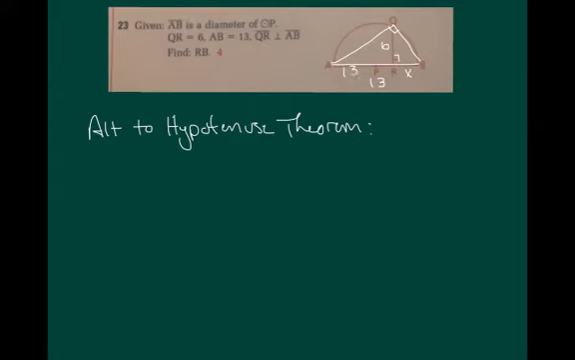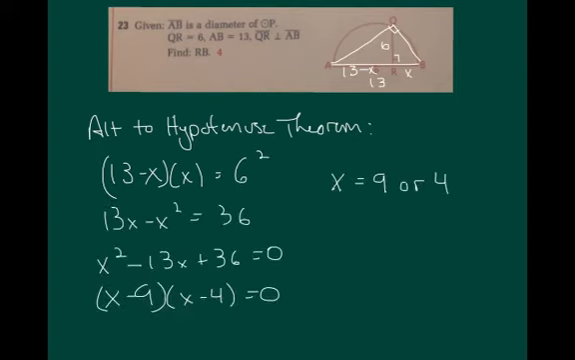So, how can I find RB, which is x? Well, I'm going to use the altitude of the hypotenuse theorem. And RB will be x, and so AR is 13 minus x. So, if I multiply 13 minus x times x, I will get the altitude squared, which will be 36. Okay, if I set up the quadratic and solve for x, I can see that x equals 9 or 4.